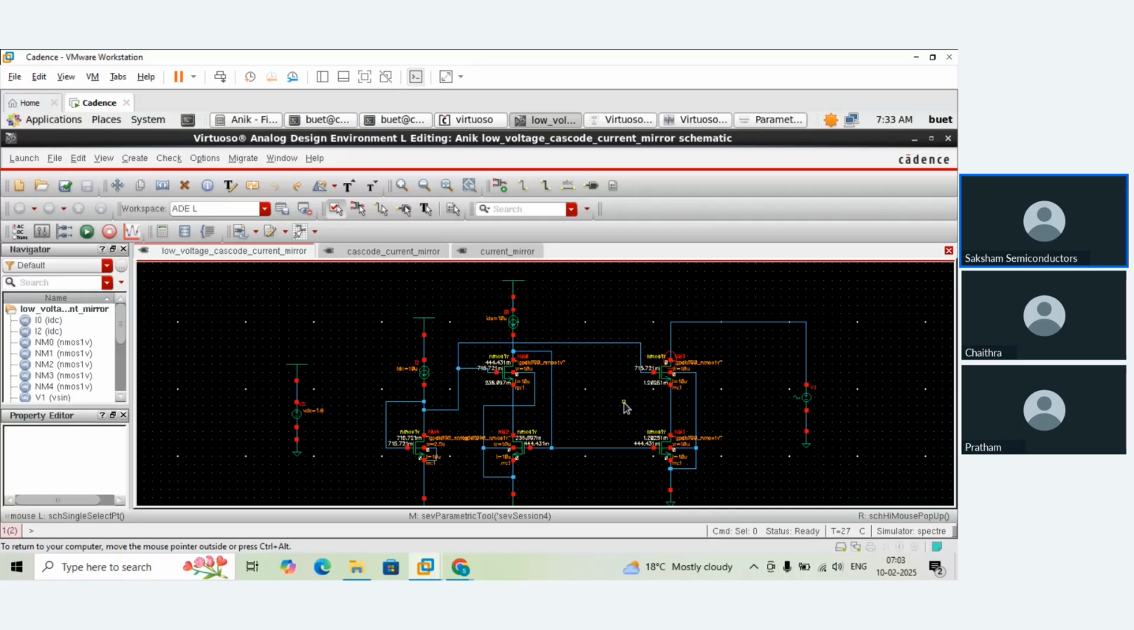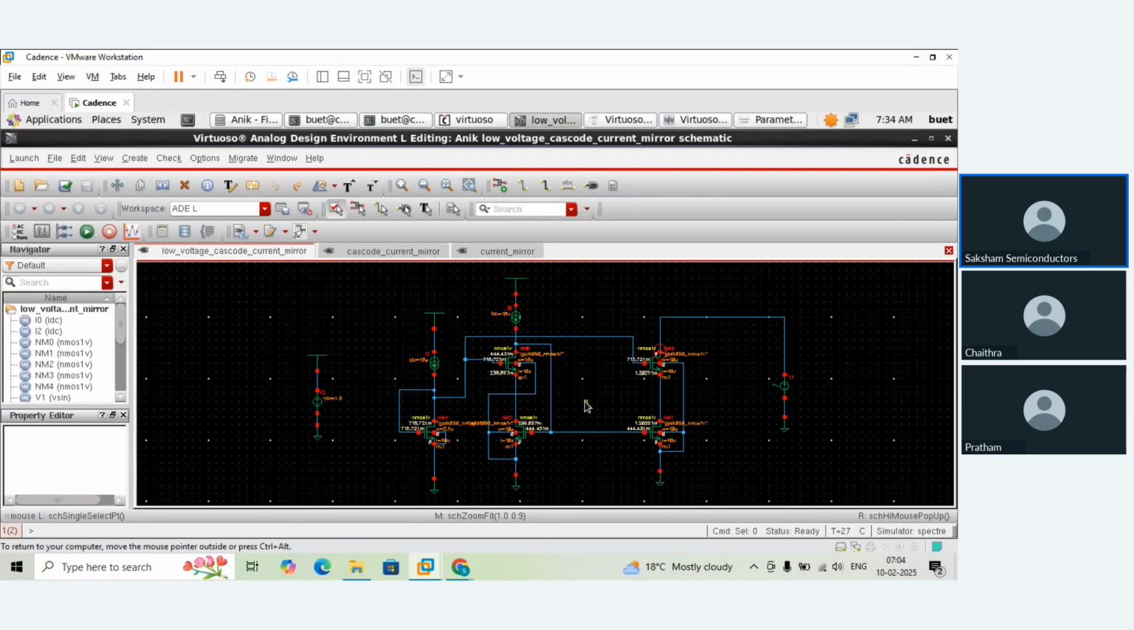So the low voltage cascode current mirror is one such example where we can see the current mirroring, or constant currents, flowing at lower voltages. So this is how the low voltage cascode current mirror is going to work. Yeah, so this is it from this session.